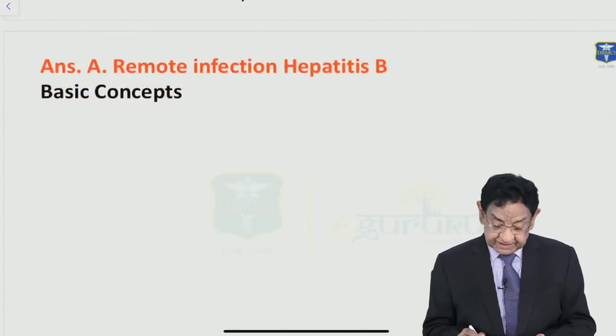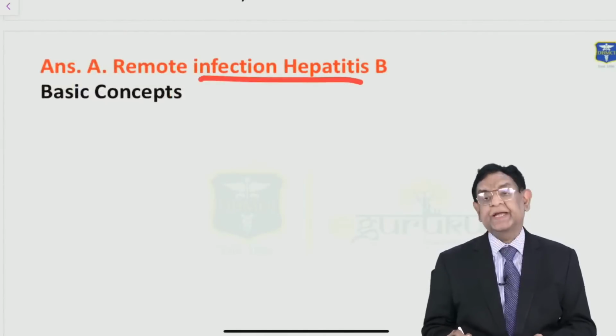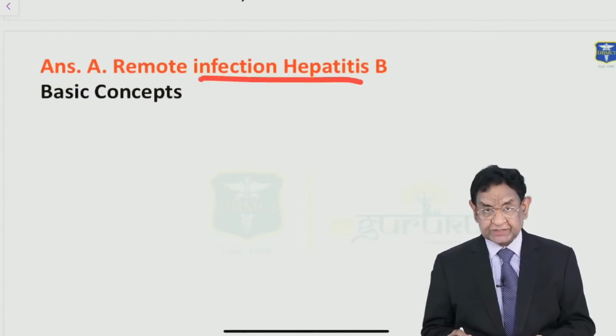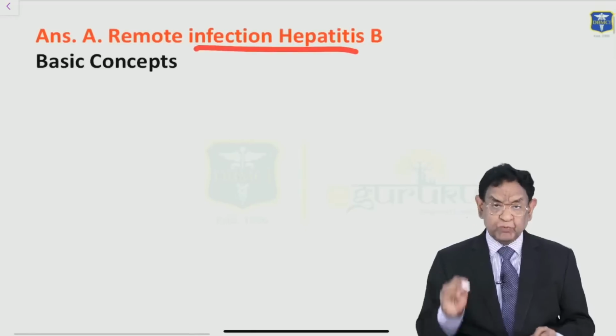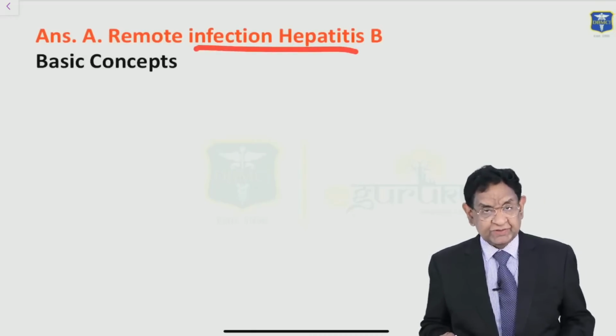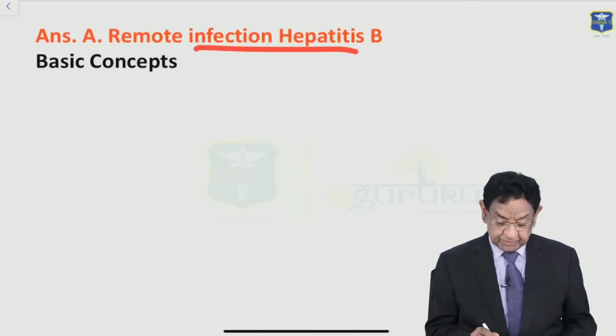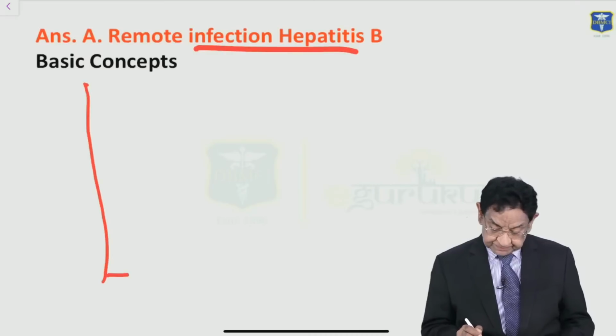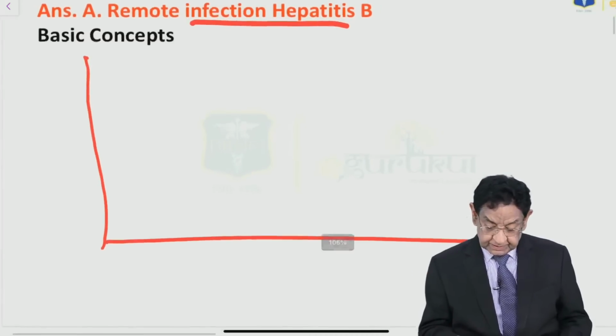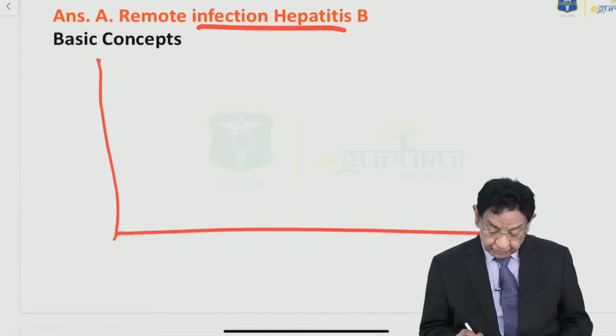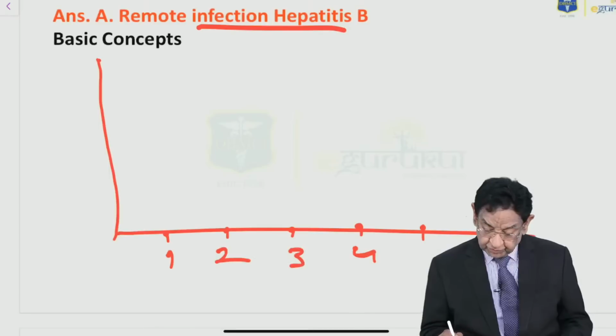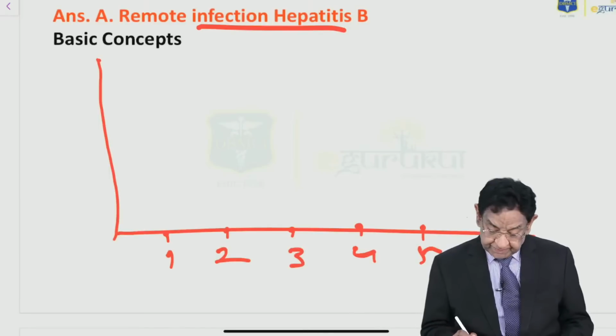Well, the right answer is remote infection of hepatitis B. That is option A. But why is this the answer? This you will never understand unless we know the basic concept. The basic concept goes like this. This is the time period: 1, 2, 3, 4, 5, 6. Time period in months.